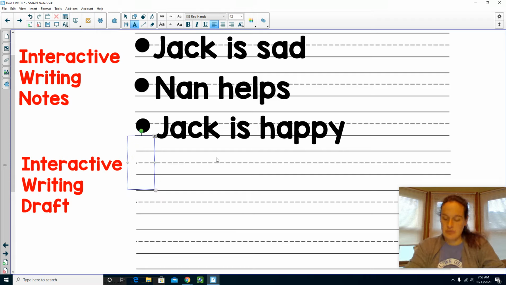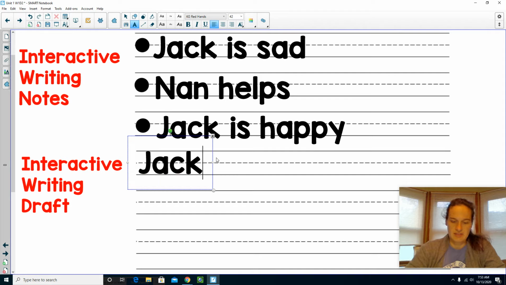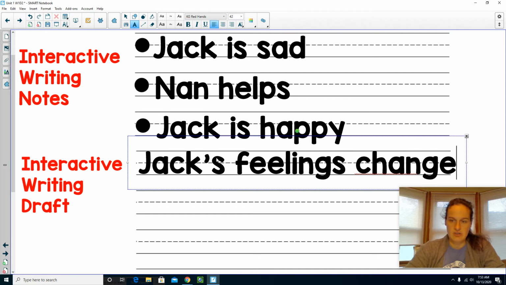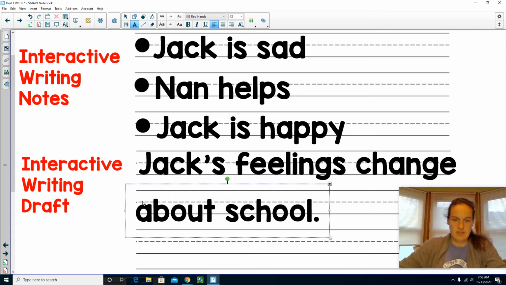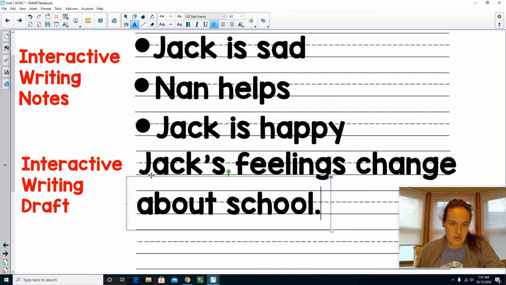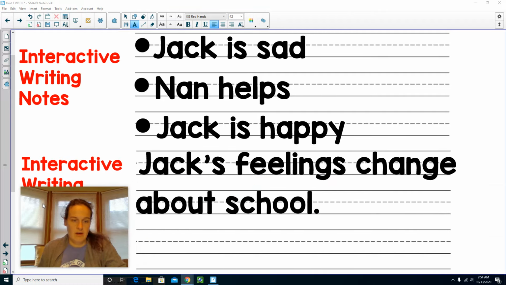So let's first use a topic sentence about what we're writing about. So we are writing about Jack's feelings changing. So we're going to use the sentence to start. Jack's feelings change about school. Jack's feelings change about school. Okay, so that is our first sentence. And I notice I used a capital letter and I have a period. So now we're going to keep on writing.